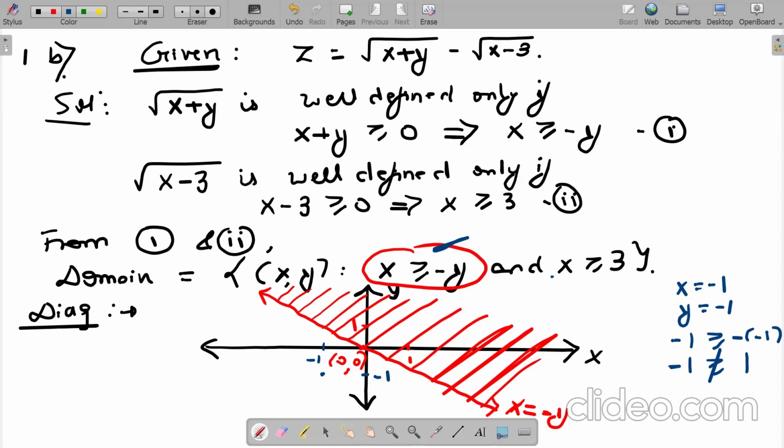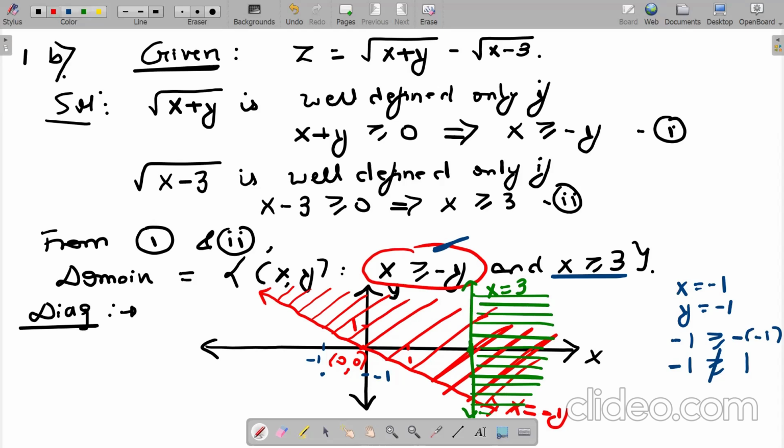And now x greater than or equal to 3. Using green color, I can just plot. Suppose this is x equal to 3. This is my line x equal to 3. So x greater than or equal to 3 would mean this area. x greater than or equal to 3 means this area.